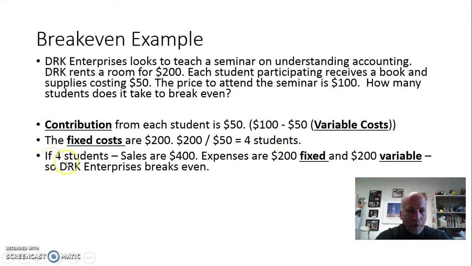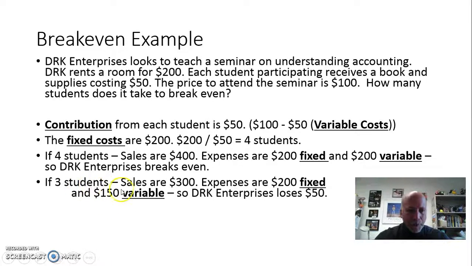Here's how that looks. So if 4 students, therefore sales would be $400. Expenses are $200 fixed and $200 variable. Again, variable would be $50 times 4 students, and so I break even. If 3 students attend, now sales are $300. Fixed expenses don't change. Variable expenses go down, but I lose $50. 300 minus 200 minus 150 provides a $50 loss.